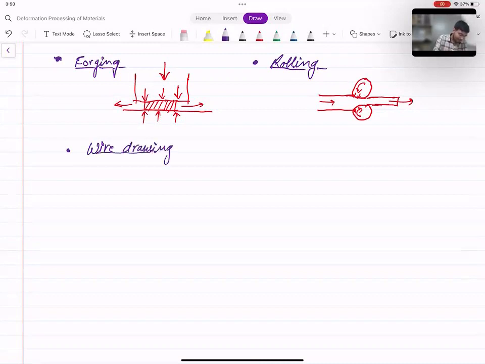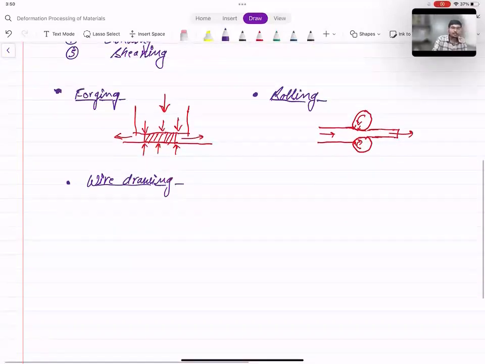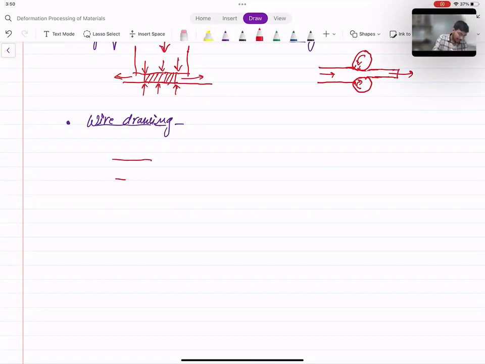Wire drawing is a type of indirect compression process. Okay, so how does wire drawing appear? Here the initial long strip or rod is fed into the die. There are dies like this. This is my initial workpiece.